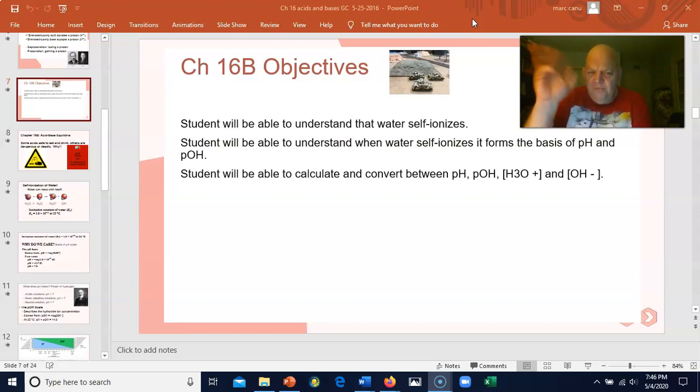Ooh, wait, I've heard of pH before. What's pOH? We're going to get to that. And you're going to be able to calculate and convert between pH, pOH, H3O plus concentration, and OH minus concentration. So that is our challenge for today. This is a fairly juicy one, but this also is going to explain a lot of things.